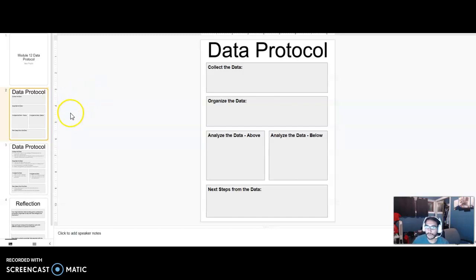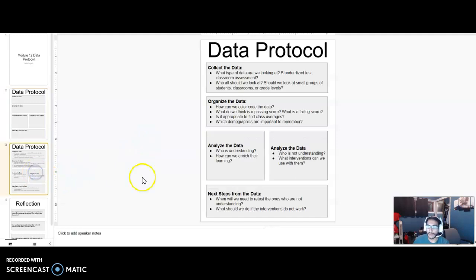The 5 steps of my protocol include collecting the data, organizing the data, analyzing the data, and then the next steps from my data. This is the blank page that teachers could use to record notes or any findings from the data. As a resource, teachers could use this next page to help guide their discussions.